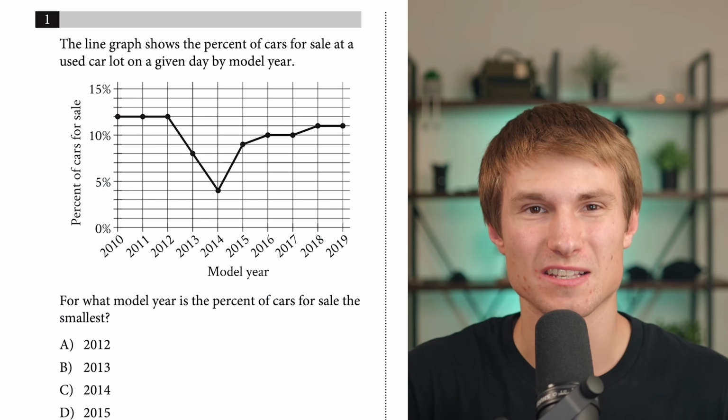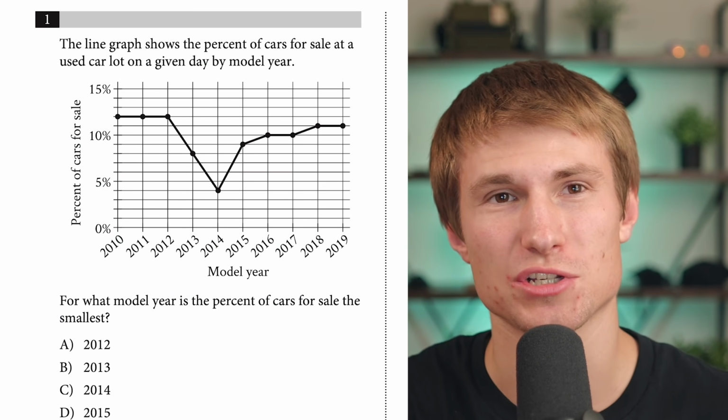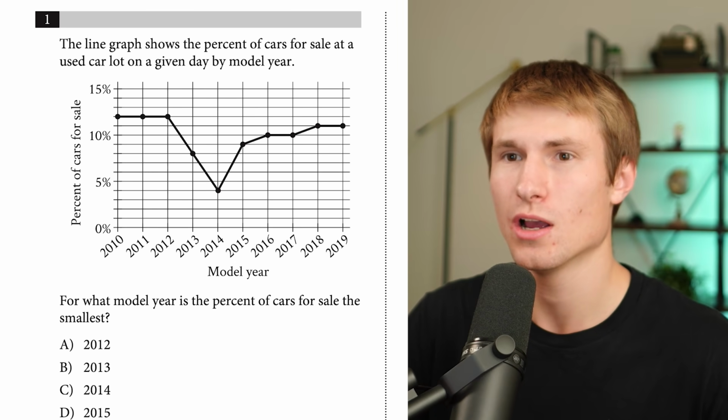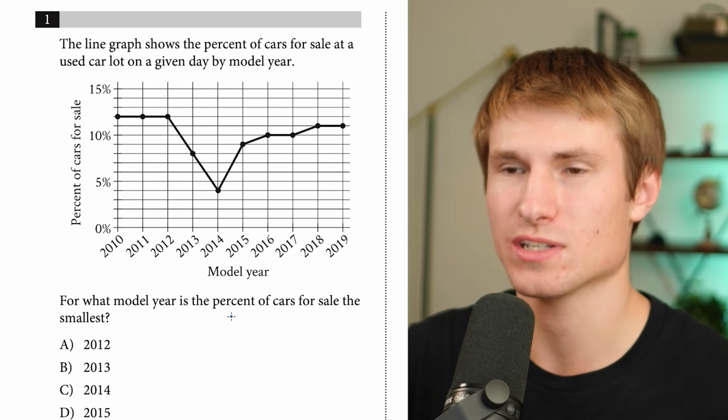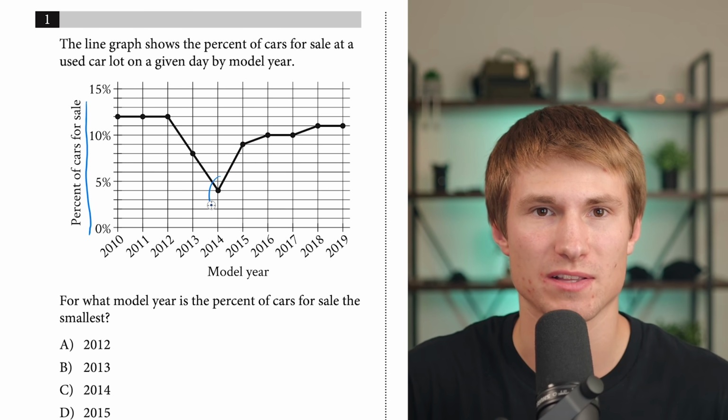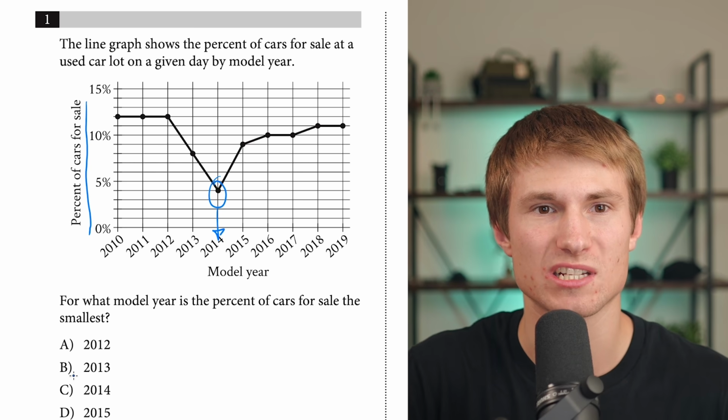Here's how to answer this SAT math question in under 30 seconds. The question states the line graph shows the percent of cars for sale at a used car lot on a given day by model year. For what model year is the percent of cars for sale the smallest? Well, we see on our y-axis, we have the percent of cars for sale, and we just have to find where that's the smallest. We see that that's in the year 2014, so our answer is going to be answer choice C.